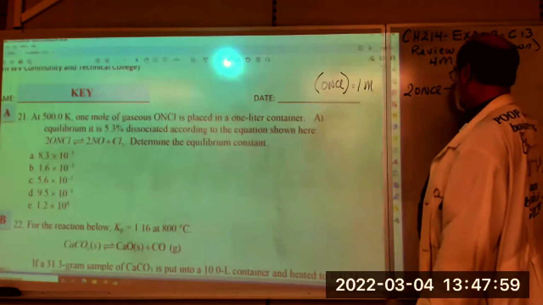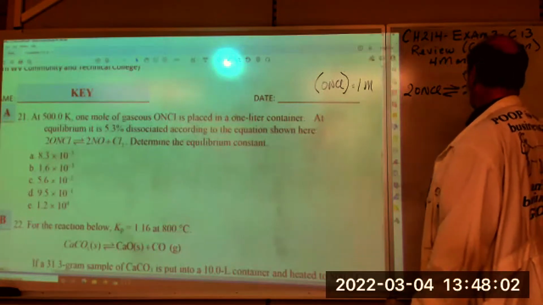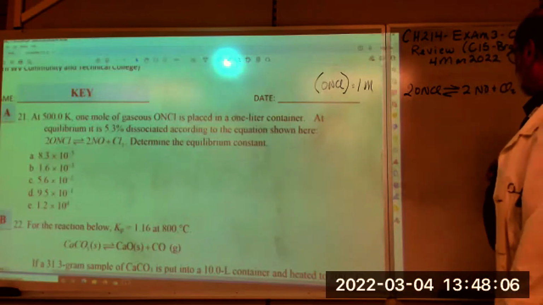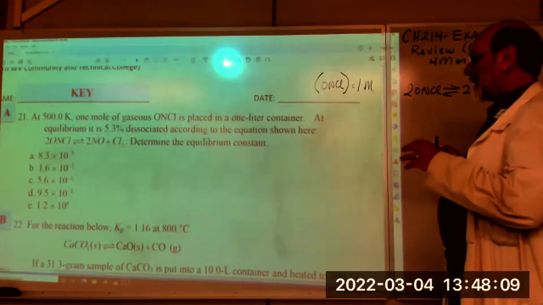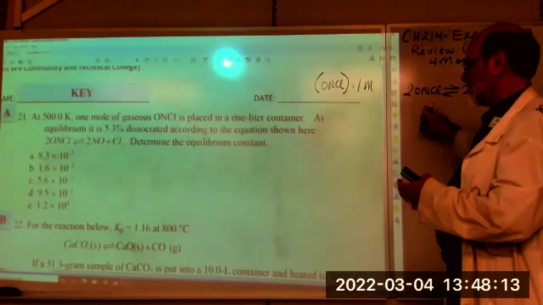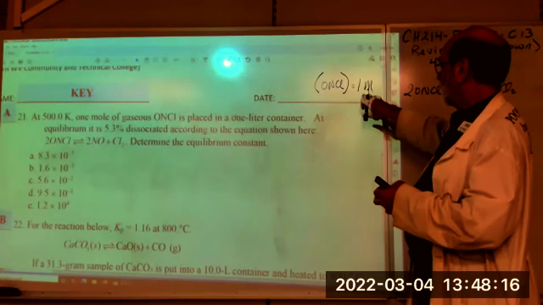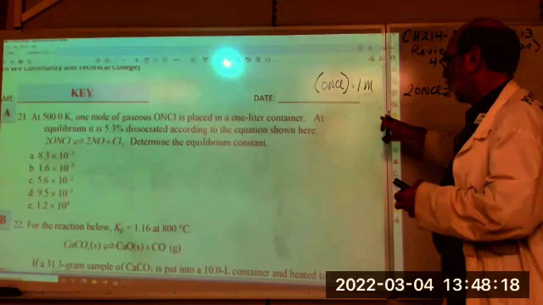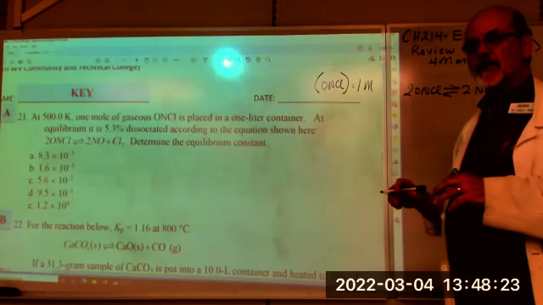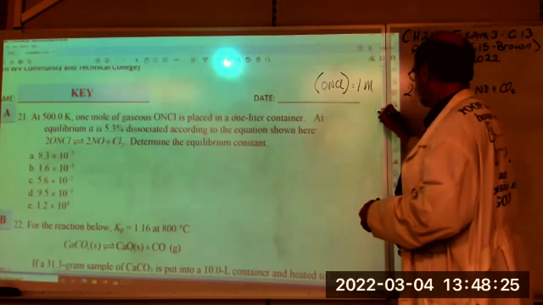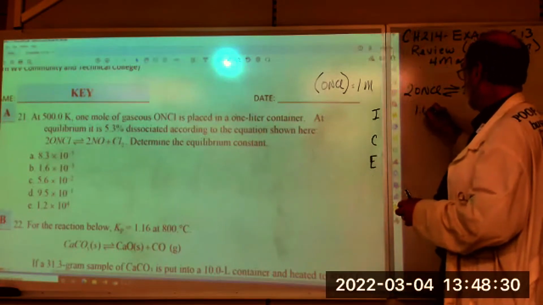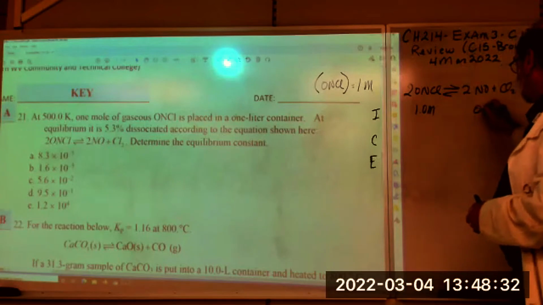2ONCl yields 2NO plus Cl2. They're all gases. So at equilibrium, this is 5.3% dissociated, which means if it starts off at 1 molar, what's left after equilibrium? Let's do it this way. Let's use an ICE table. How about that? Initially, this is 1 molar, and that's 0 and that's 0.